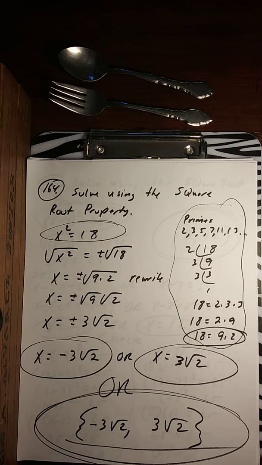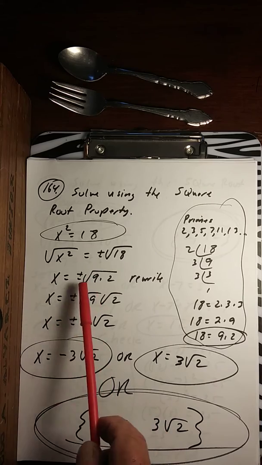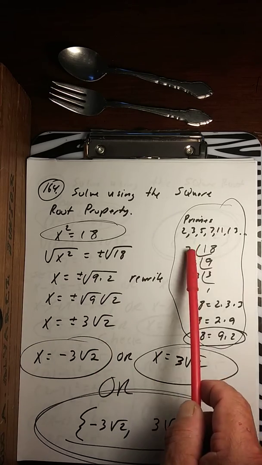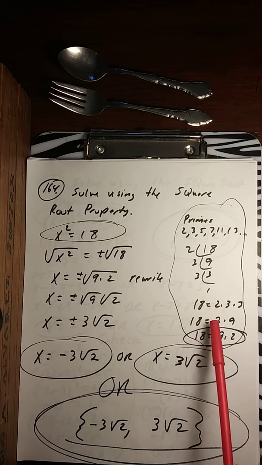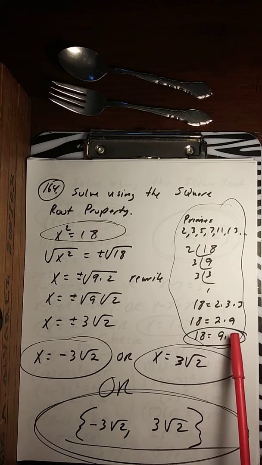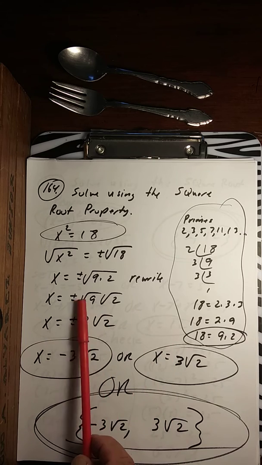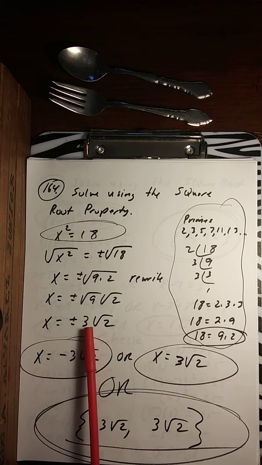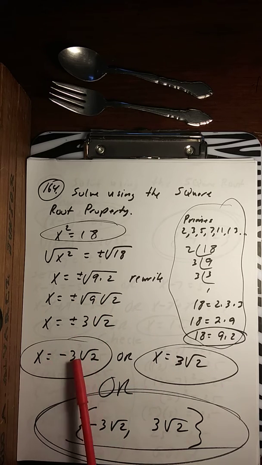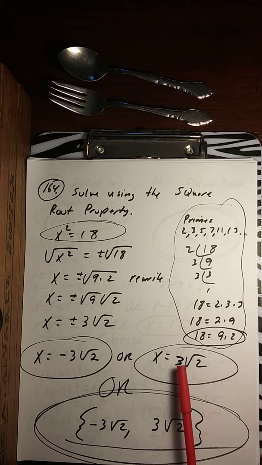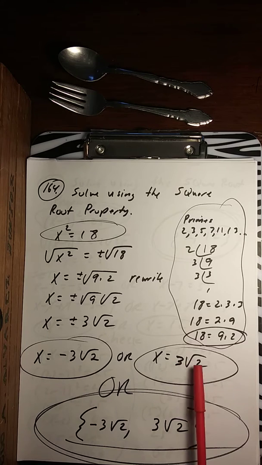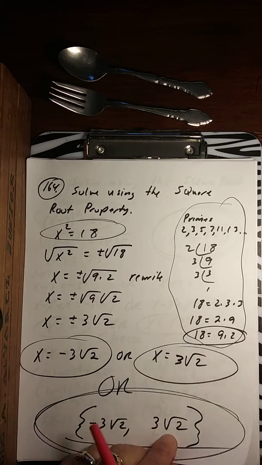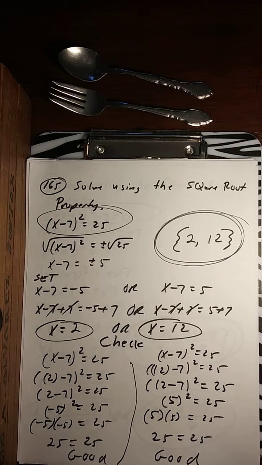Solve using the square root property. Take the square root. So this 18, 2 divides it, 3 divides it, 3 divides it, or 18 is 2 times 3 times 3, 18 is 2 times 9, or 18 is 9 times 2. I'm going to use this one right here. So 9 times 2 is 18, so square root of 9 is 3. So x equals negative 3 square root of 2, or x equals 3 square root of 2. So the answer is negative 3 square root of 2, 3 square root of 2. One's negative and one's positive.